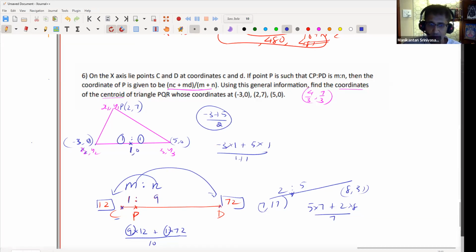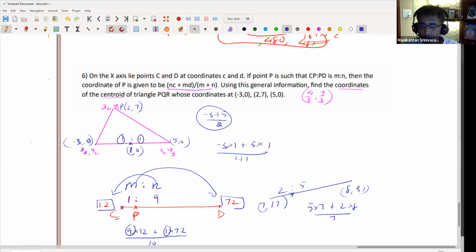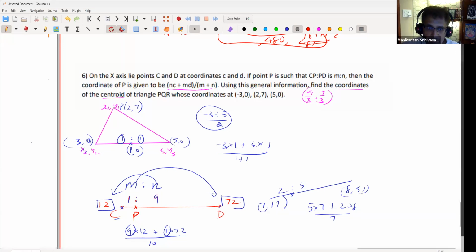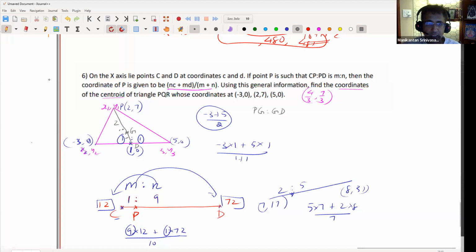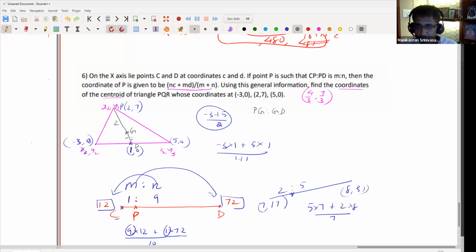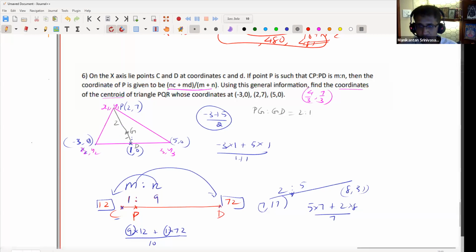So this point is 1, 0. Now I know that the center of gravity splits this in the ratio 2:1. We've seen that in the past, right? Let's say this is D. PG is to GD is 2:1. We've covered that in the past, right? So now this is where I want to apply the ratio 2:1.